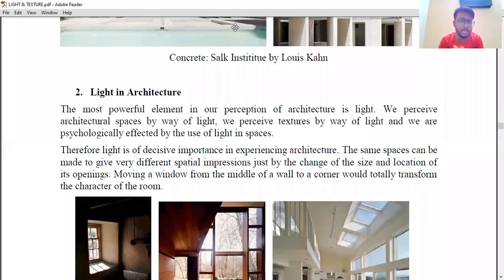Now, we perceive architectural spaces by way of light. We perceive texture by way of light, and we are psychologically affected by the use of light in spaces. For example, if it is a cafeteria, for people who are in Bangalore, if you have visited Starbucks on MG Road, you have seen it's fully made of glass with the ambience, like people walking by, the nightclubs are there, pubs are there. So an ambience is created by the usage of light in that particular place.